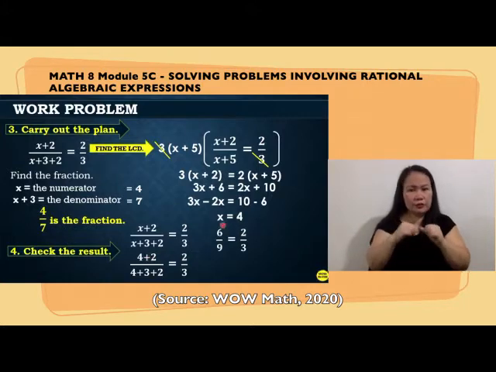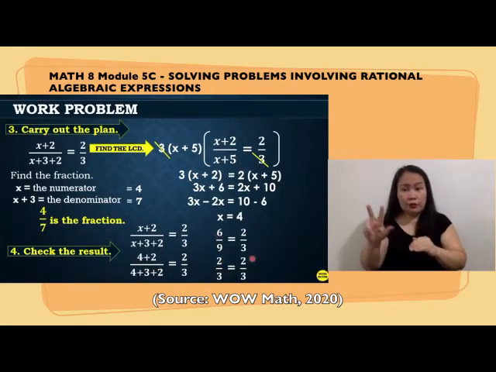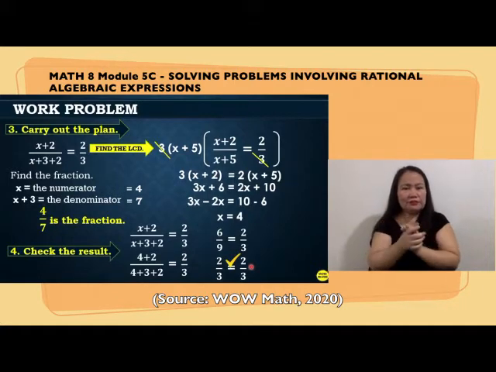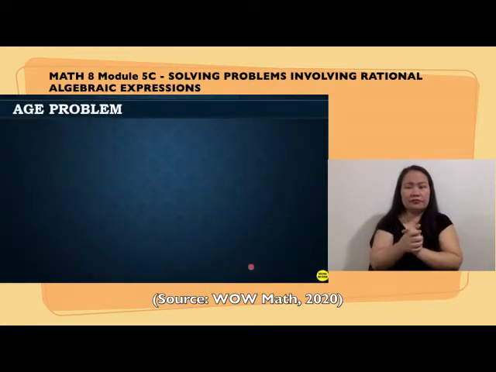So 4 plus 2, that is 6. 4 plus 3, 7 plus 2, that is 9. And then let us simplify 6 over 9, so that is 2/3, which is equal to 2/3. So that is correct. Alright, let's have the third one. Let's have the age problem.